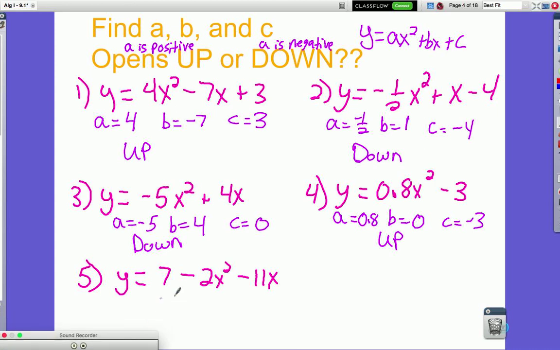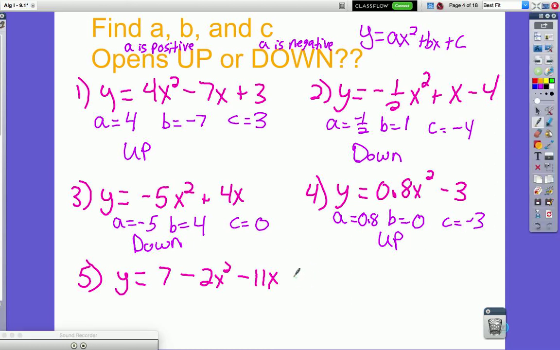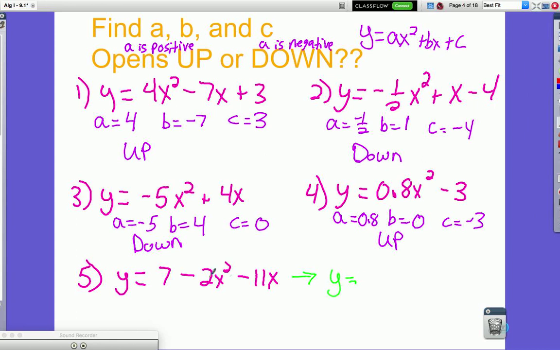Now the last one on this page: notice we should not identify A, B, and C yet because it is not in standard form. So we should reorder the numbers and rewrite this as y equals, x squared goes first, so negative 2x squared, then our x term, minus 11x, and then finally plus 7. So now we can say A equals negative 2, B equals negative 11, C equals 7, and since A is negative, it'll open down.